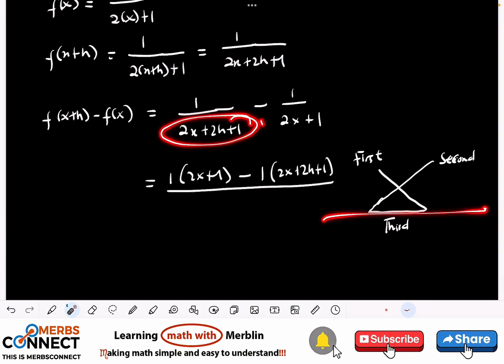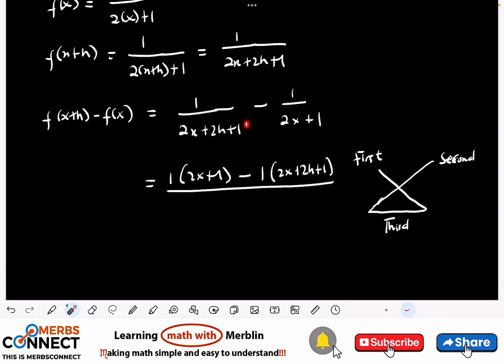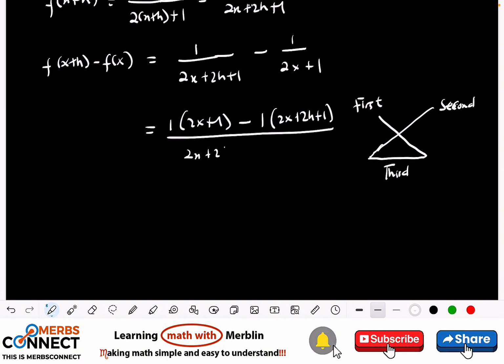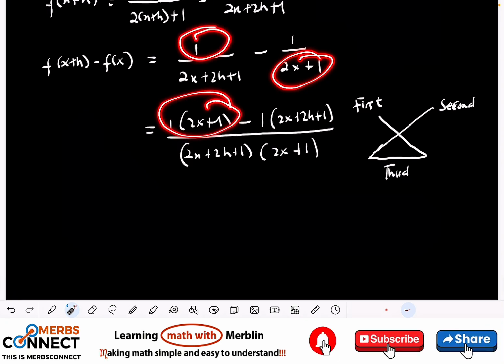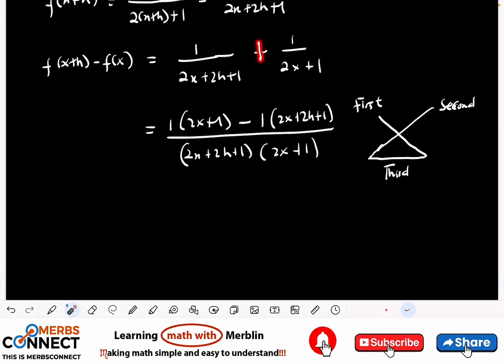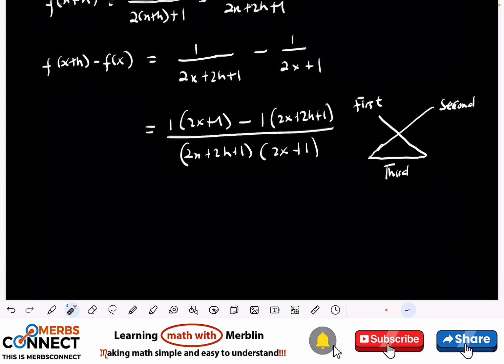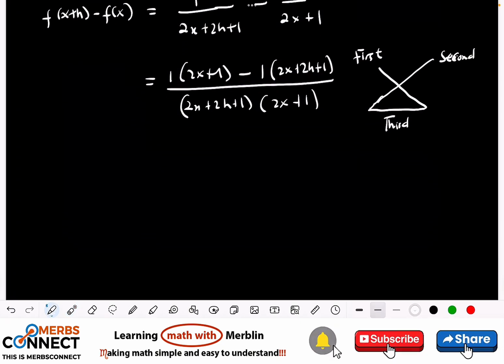The third one is like vertical. Did I say vertical? Horizontal, right? So I'm going to have 2x plus 2h plus 1, then 2x plus 1. So this trick, you can just use it to do any other fraction that you want to do, and you see that it's going to work for you. This times this here minus, so the sign here, if this one is plus, you put plus here, right? And then minus this times this, then all divided by this times this. Very simple. So that's what you are going to do to get your result.